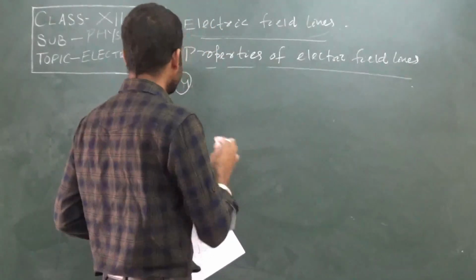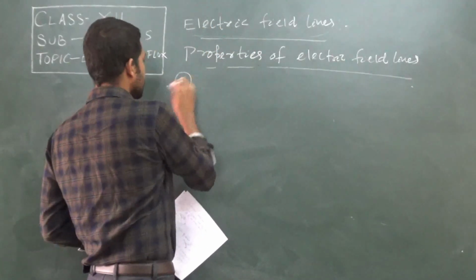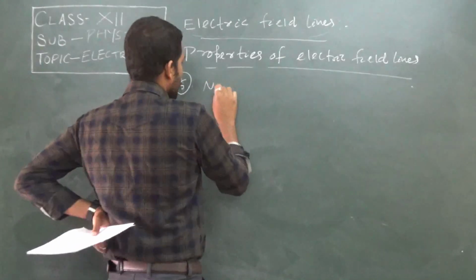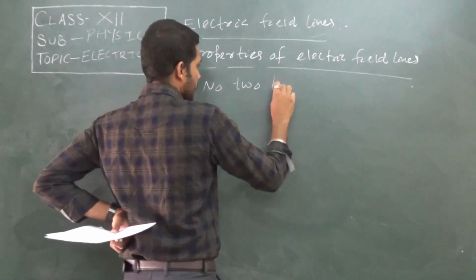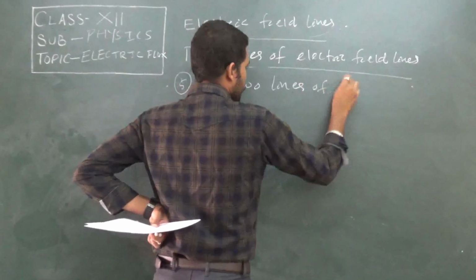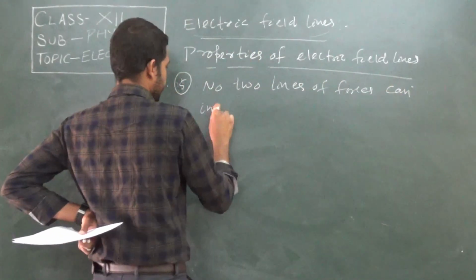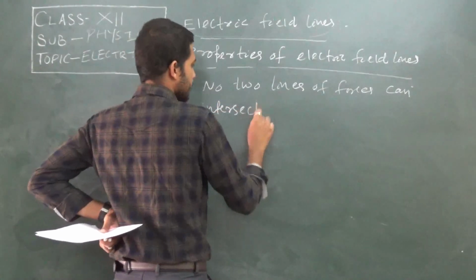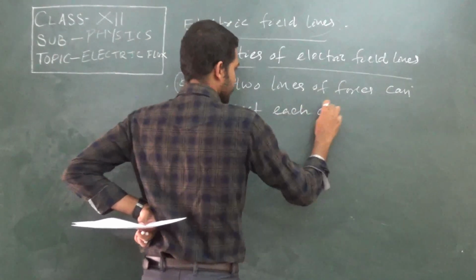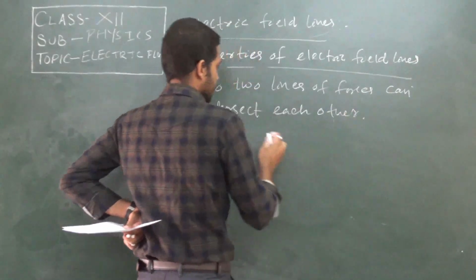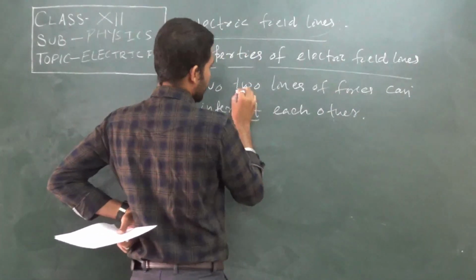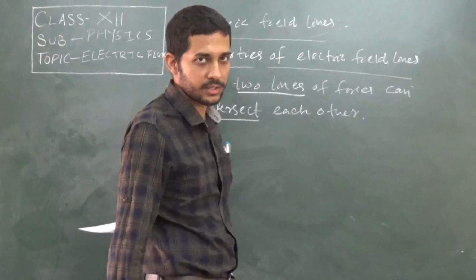Got this one? The same thing is happening in the next concept. It is saying that no 2 lines of forces can intersect each other. Always remember this one. So they cannot intersect each other. No 2 lines of forces. So the question arises, why?